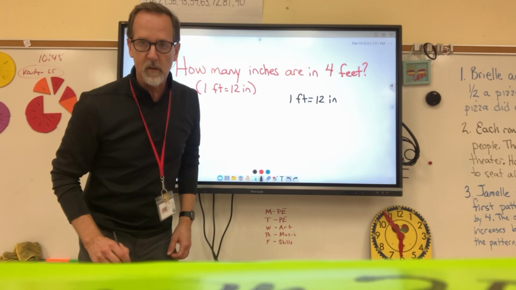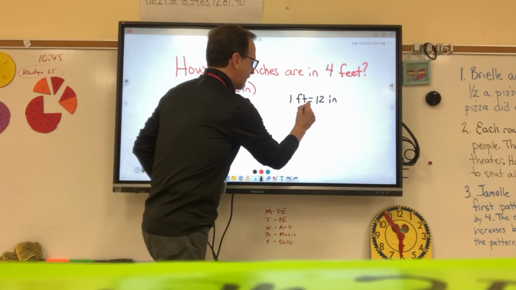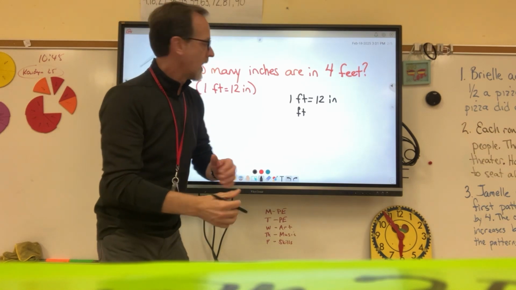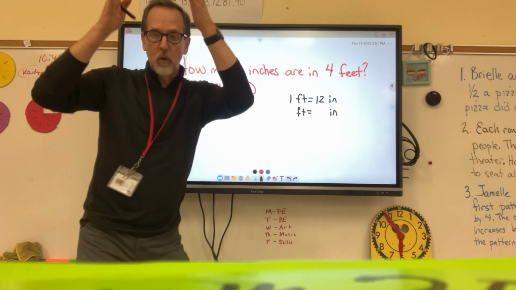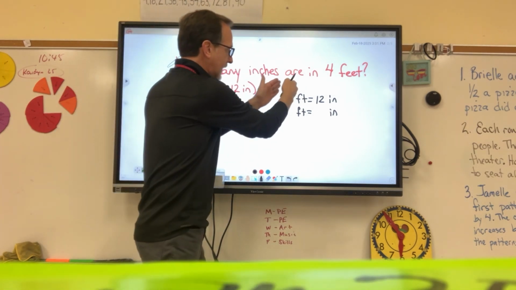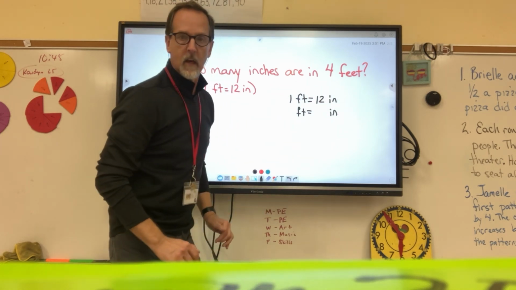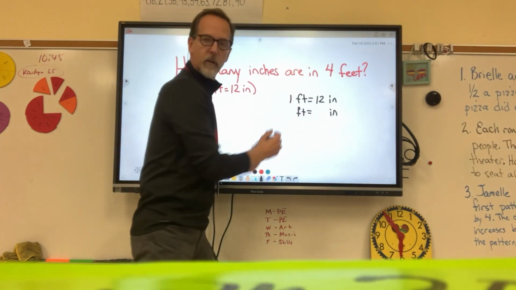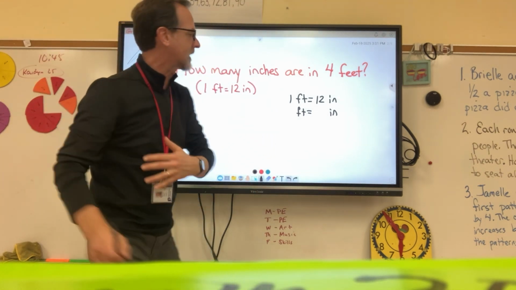Now, this is important. You're going to write underneath this, we're going to put feet under feet, and we're going to put inches under inches. We're going to put the same unit, the same kind of measurement underneath what we wrote on the top. Feet on the left, inches on the right. You can't put inches under the feet. That's going to mess everything up. So you have to have the same kind of measurement on the same side.